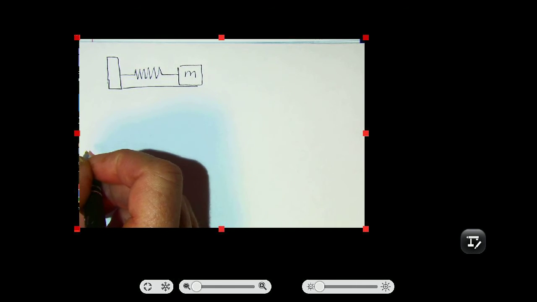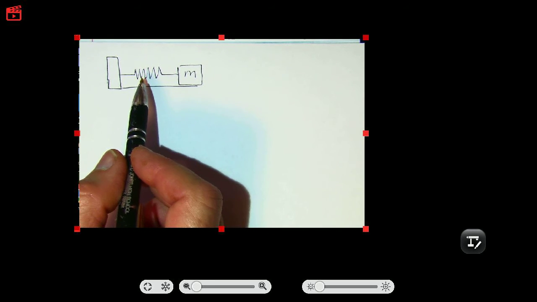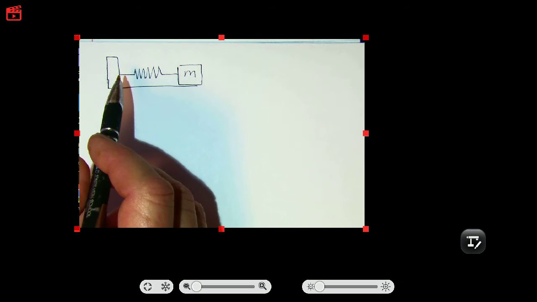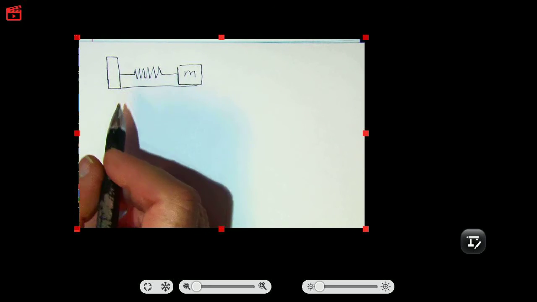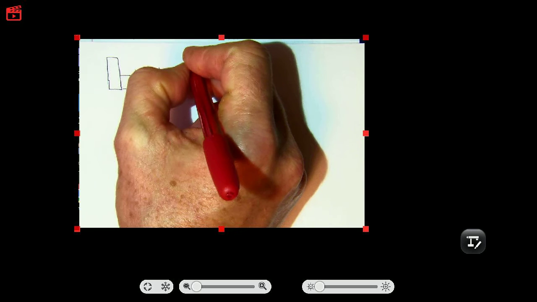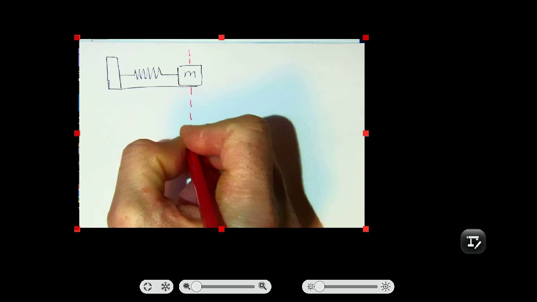Now, we're going to ignore a few things. We're going to ignore the mass of the spring. If you want to be really accurate, we have to include that, but for right now, let's pretend the mass of the spring is so small that it's not important. The spring has a natural position where it normally rests, and we would call that the equilibrium position. I'm going to mark it right here.